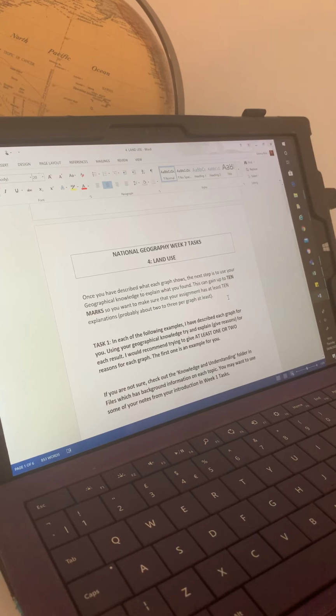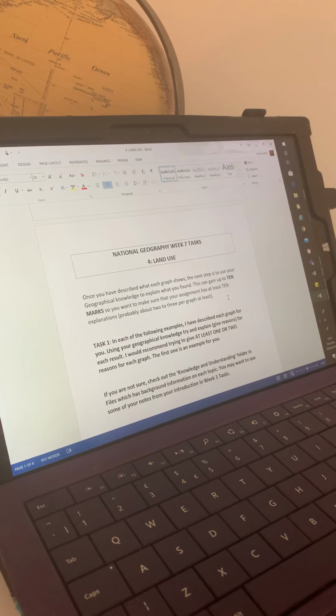So this particular section is worth 10 marks. Now the whole assignment is out of 20. So this is half of your assignment that you are doing this week. So you want to make sure that you've got at least 10 different reasons. And I would say if you've got 3 graphs, you maybe want to have at least 3 explanations for each graph, and then that should add up to your 10.